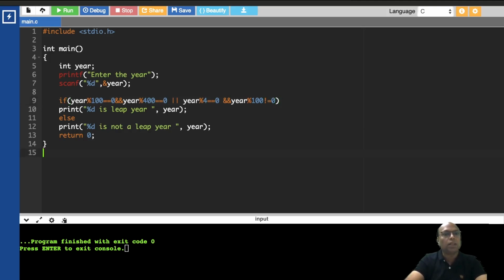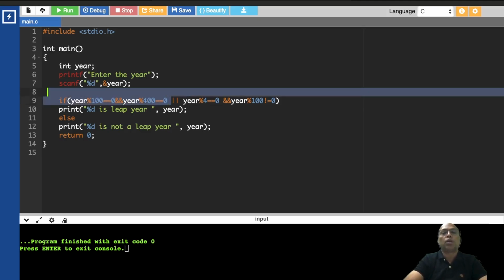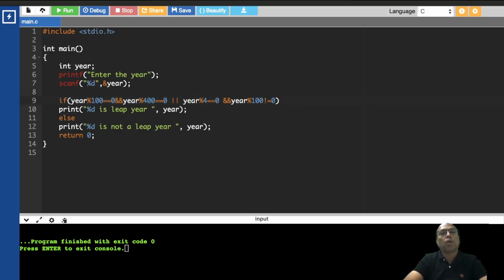That means if I enter 2004 right now, how does it work? 2004 modulus 100, how much do I get? 2004 modulus 100 is 4. 4 is equal to 0? The condition becomes false. False means I get 0. The left hand side of AND is 0. Therefore, it is going to skip the right hand side of AND. The left hand side of OR is 0. Therefore, it goes to the right hand side. Here, modulus 4: 2004 modulus 4 is 0. 0 is equal to 0. The condition is true. You get 1.